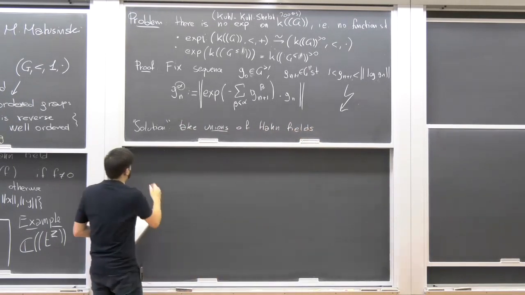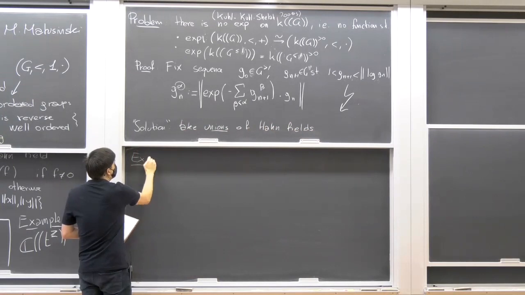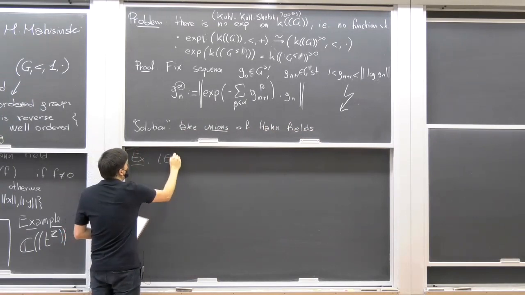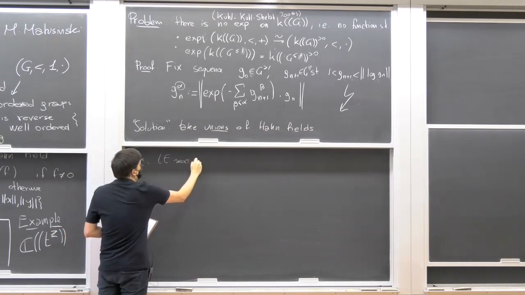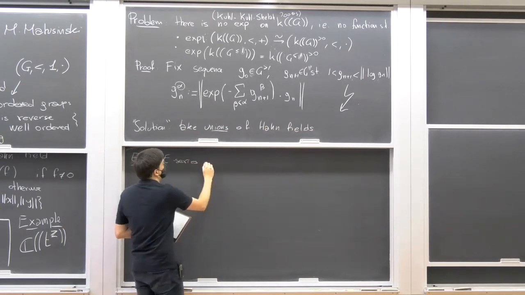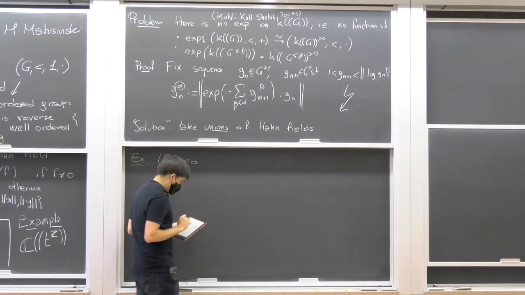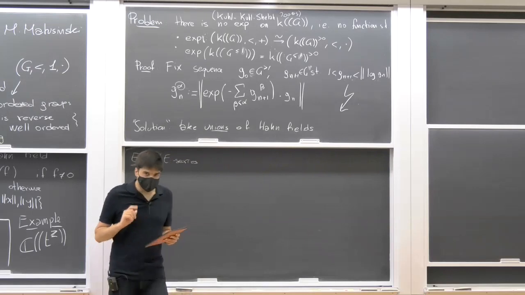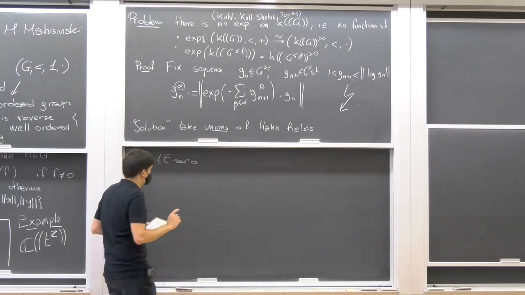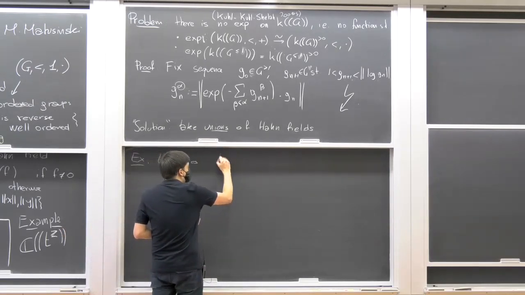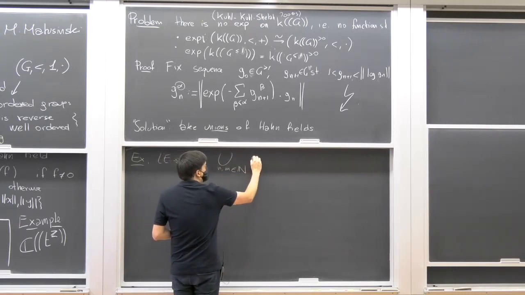Okay, so the example I keep mentioning now is LE series, which are these, and now this is tricky because I don't want to define them. So I'm just going to say LE series are a certain union. In a typical presentation, it is a union over natural numbers of certain fields.